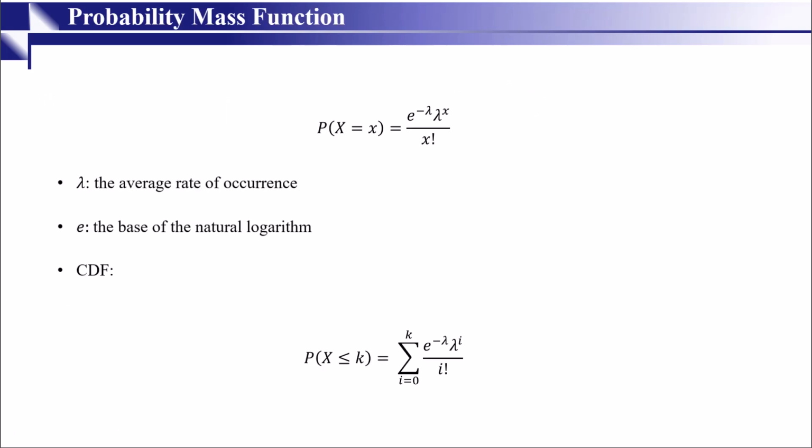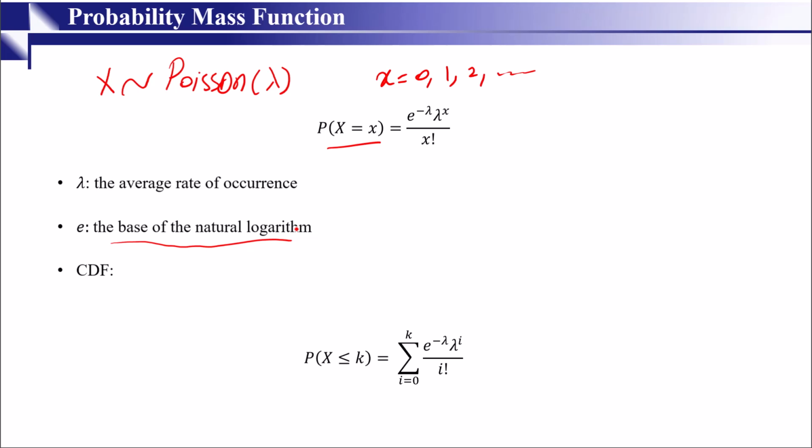So for the probability mass function, we have a random variable x, and this random variable x follows a Poisson distribution. We write x follows Poisson with the parameter lambda. And x values are always non-negative integers. X can be 0, 1, 2, and so on. So the probability mass function that X is equal to x is e to the power of minus lambda, lambda to the power of x, divided by x factorial, where e is the base of the natural logarithm, approximately e is equal to 2.71828.